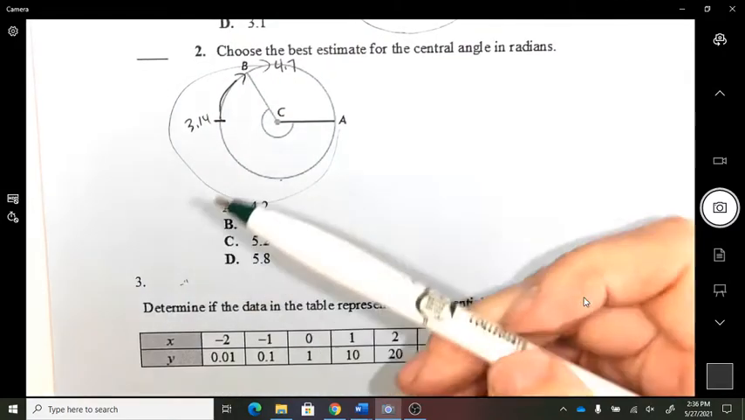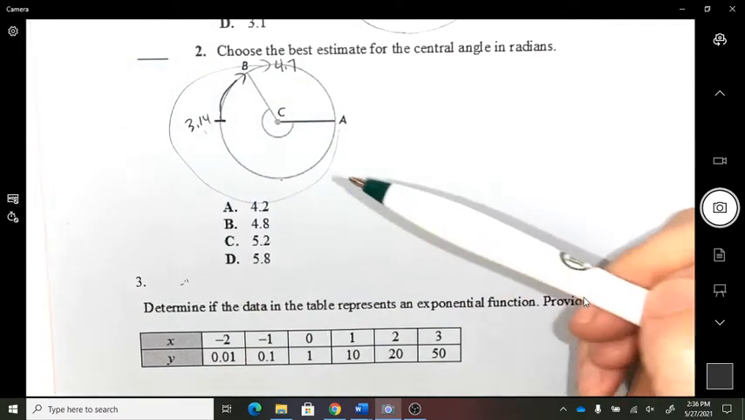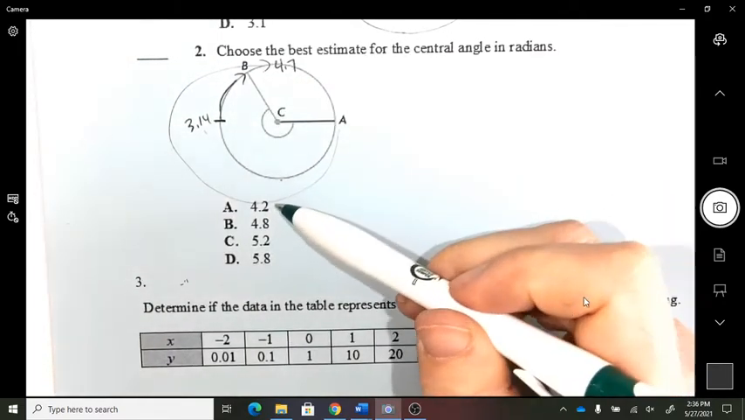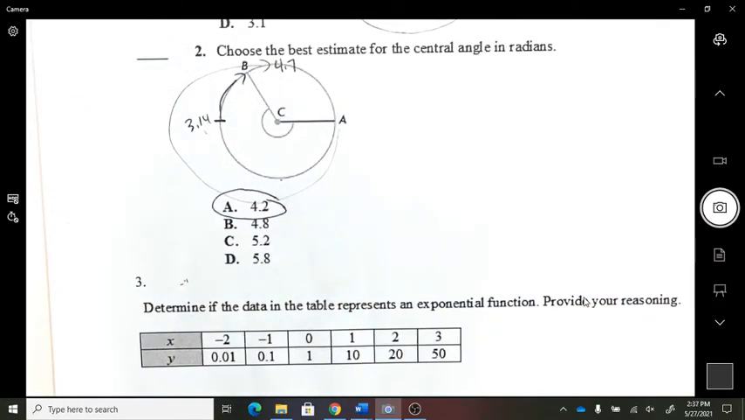So what do you think? If this is 3.1, 4.7, 4.2 is a guess? Yeah. Okay.